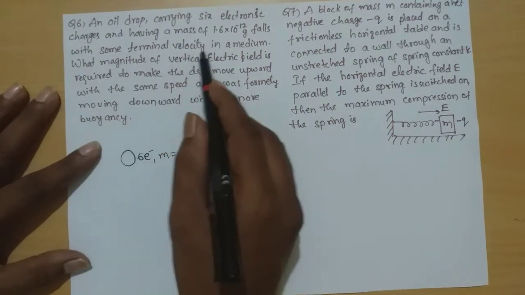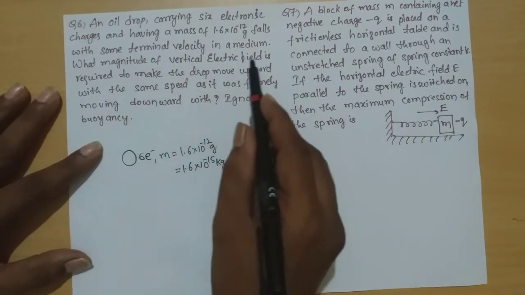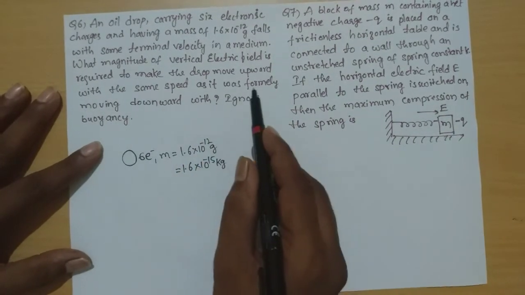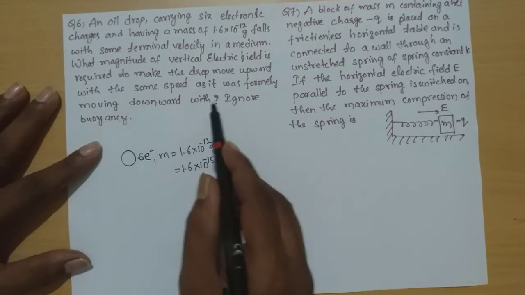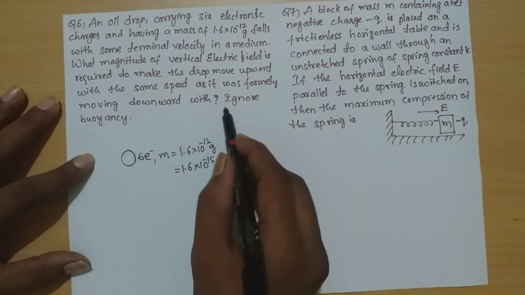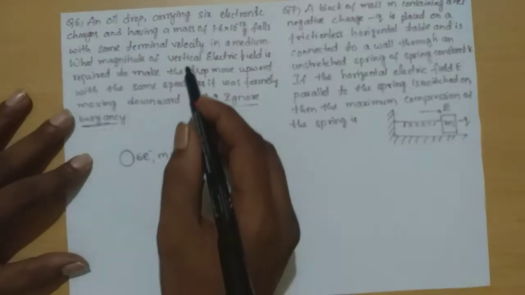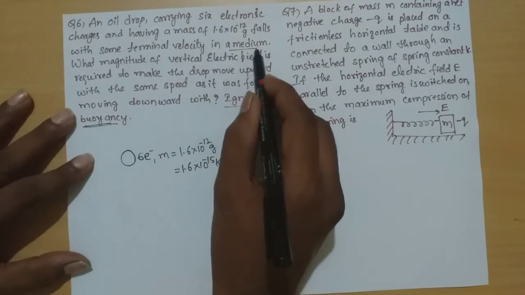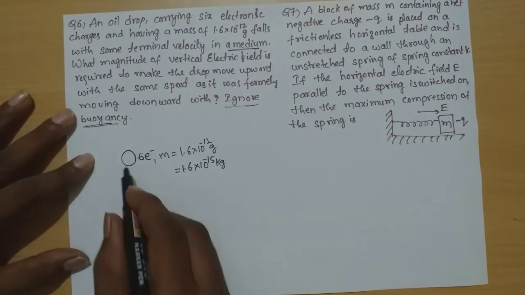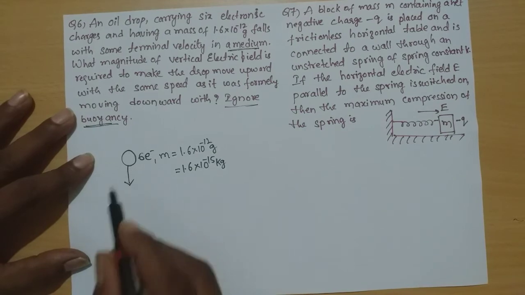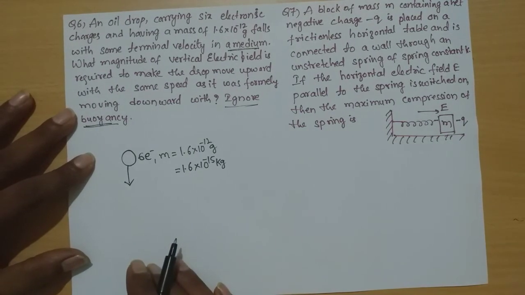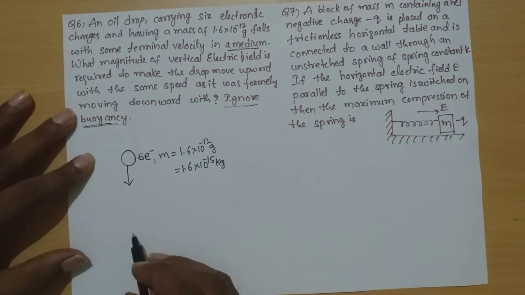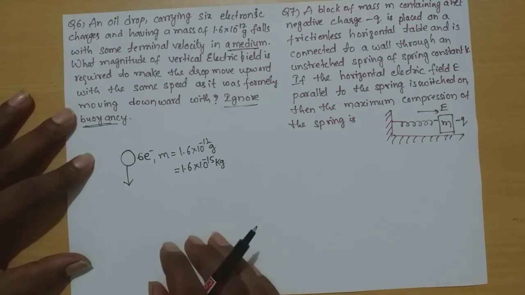It falls with some terminal velocity in a medium. What magnitude of vertical electric field is required to make the drop move upward with the same speed as it was formerly moving downward with? Ignore buoyancy, so they are saying ignore the buoyancy force. First, see up to this part of the question: the drop falls with some terminal velocity in a medium. Terminal velocity means it is moving with constant velocity, and if it is moving with constant velocity, the acceleration equals 0.